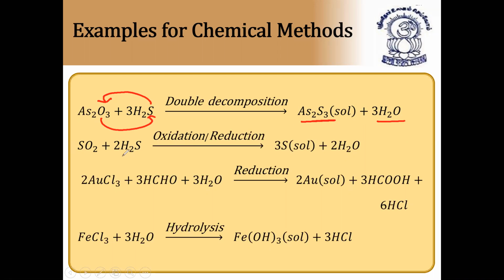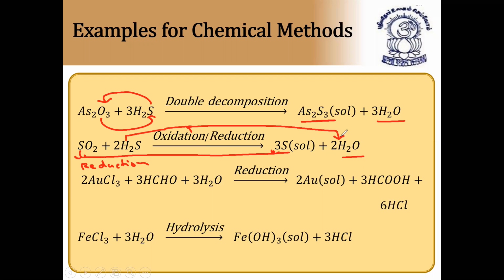Next, sulfur dioxide plus hydrogen sulfide, H2S, on oxidation. Here sulfur is undergoing reduction to form sulfur, and hydrogen is undergoing oxidation to form water. So this is called oxidation and reduction. Sulfur dioxide is undergoing reduction because removal of oxygen takes place to form sulfur, whereas hydrogen sulfide is undergoing oxidation to form water. I hope it is clear. So this is oxidation and reduction.